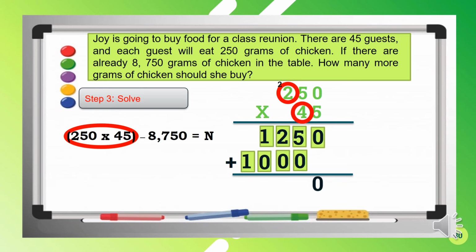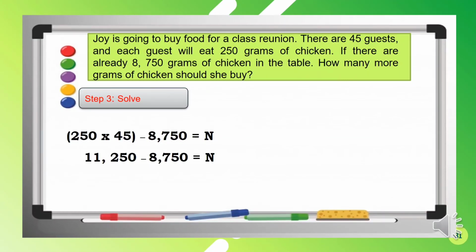Starting from the right, bring down 0. 5 plus 0 is equal to 5. 2 plus 0 is equal to 2. 1 plus 0 is equal to 1. Bring down 1. Therefore, 250 multiplied by 45 is equal to 11,250.